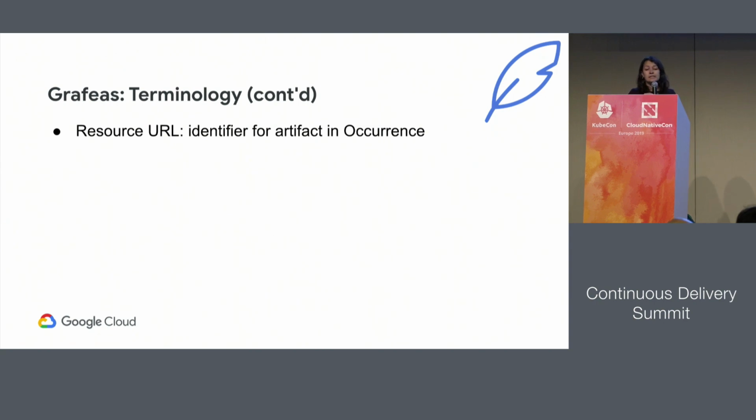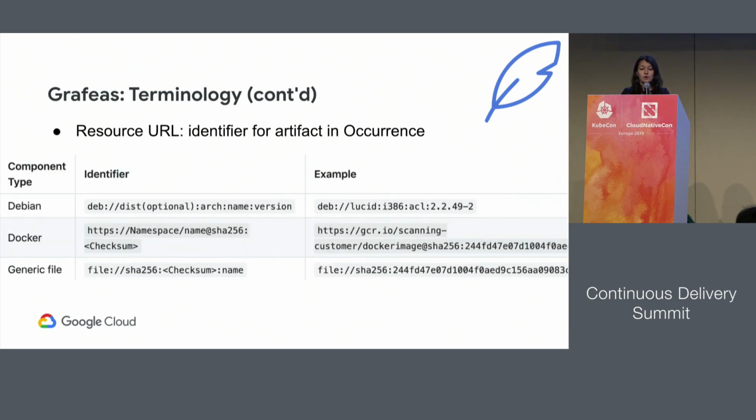Now, resource URLs are unique identifiers for artifacts in occurrences, and so that's how you're able to tell, given this image, what is its build information and its vulnerability information, so on, and be able to link across all the different metadata that you have stored in Kritis and be able to reason about it. And so you'll have different ways to refer to it, like Debian packages and Docker images and generic files will have a way to describe them in a resource URL.